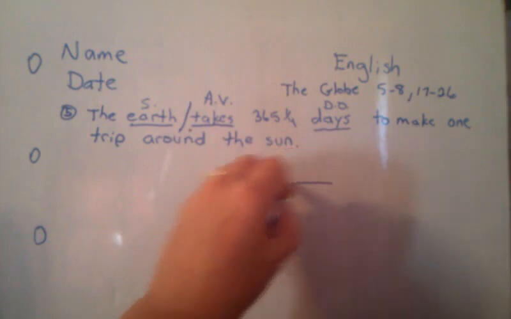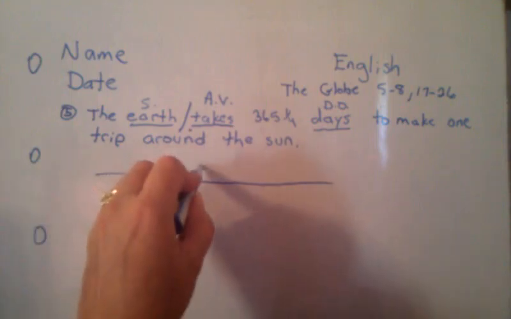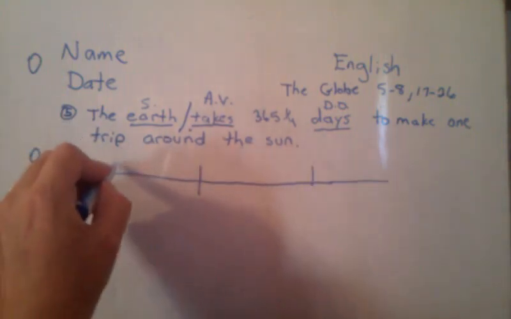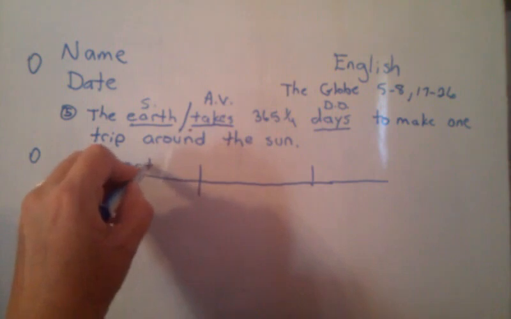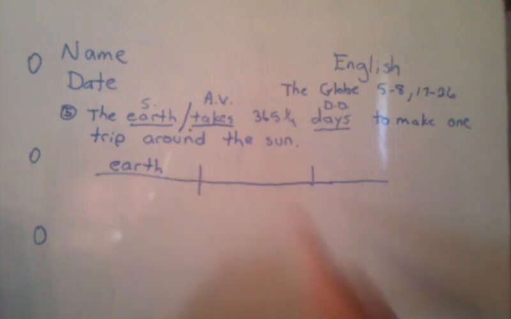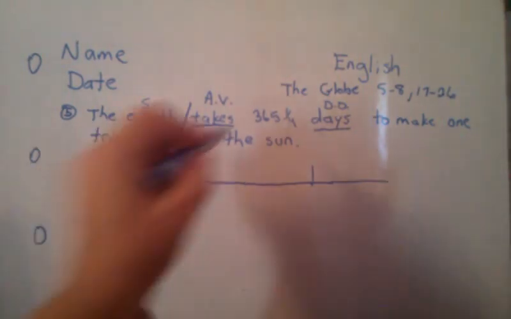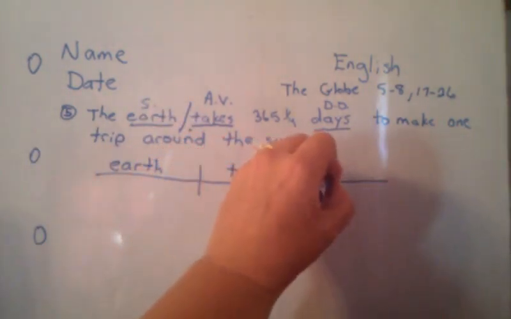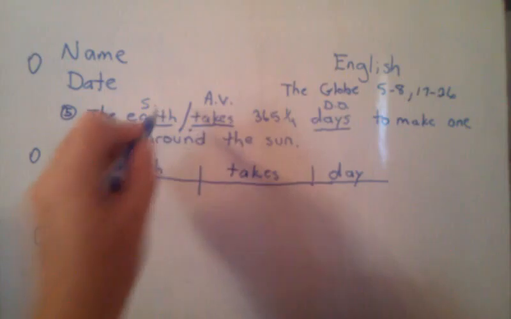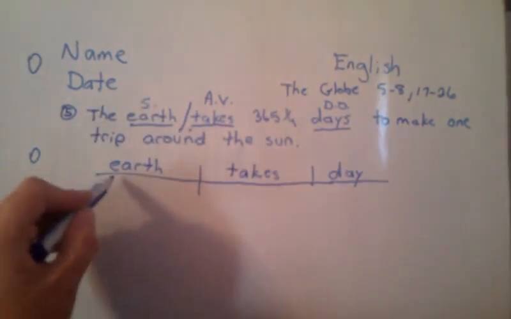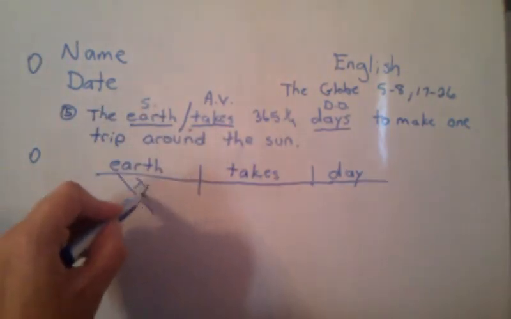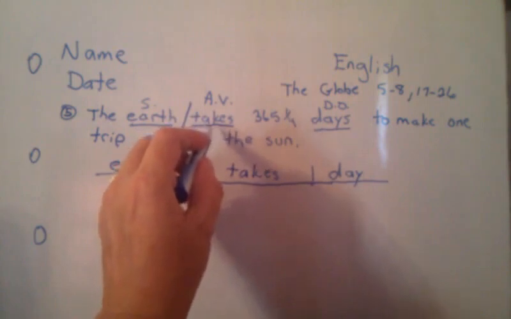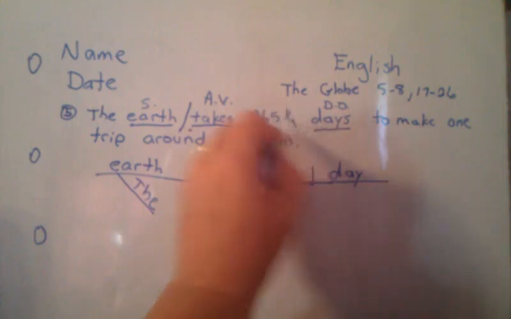Here we go. It's an action verb, has a direct object. Okay, Earth, I want that line straight. You're tracing your line on your paper, so that line should be straight. Earth takes days. Okay, is anything describing Earth? Yes, the word the. So the word the always goes under here. It has to be capitalized. Nothing's describing takes. Days. How many days?